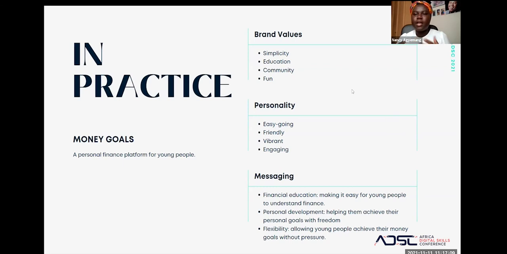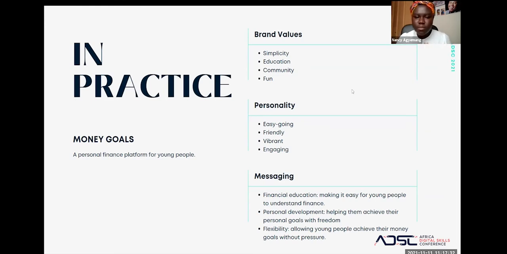They know they have other people that they are on this journey with, and also make it fun, because finance can also be fun. It doesn't always have to be rigid. So since we are going for fun, our personality is more easygoing, friendly, we are vibrant, and we are very engaging. And then the messaging, what do we want to bring forth?